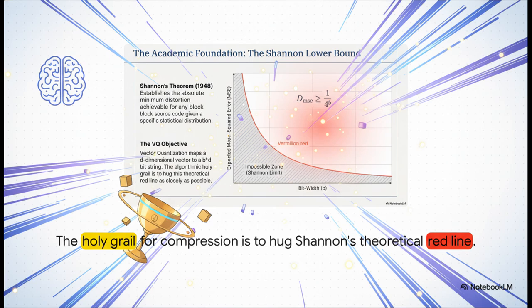This is one of the most important charts in the whole field. It's a picture of Shannon's theorem. On the bottom, you have the bit width, basically how much you're compressing. And on the side, you have the expected error. Now that red line, that's Shannon's lower bound. It's the theoretical speed of light for compression. It is physically impossible to build an algorithm that lives in that gray impossible zone. So the holy grail, the absolute dream for any compression algorithm, is to get its performance curve to just hug that red line as tightly as humanly possible.